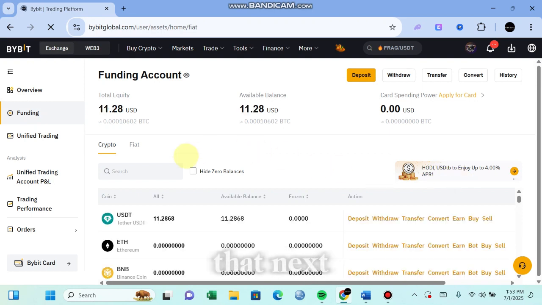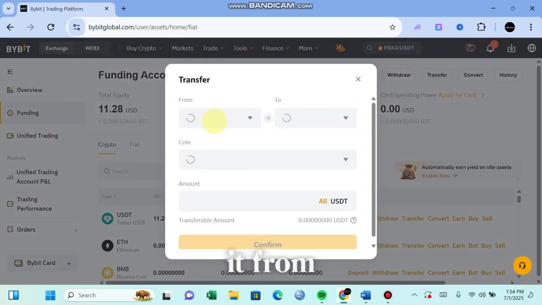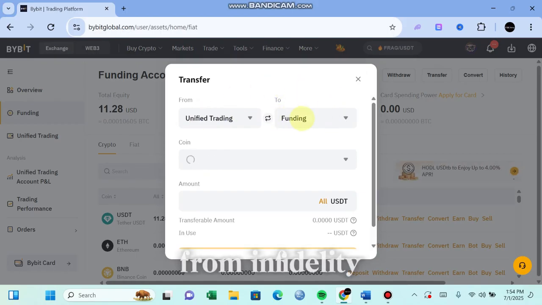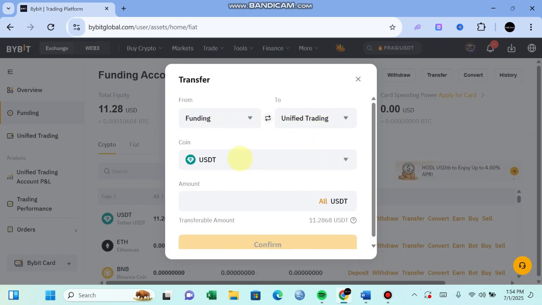To do that, next is to open up your funding account. As you can see, I have a little USDT. I put in this to make a demonstration. So what we're doing is to come to transfer, and we simply transfer it from funding to Unified Trading. You can also transfer from Unified Trading to funding, because it's only money that's in the funding account that you can transfer out. Also, if you want to receive USDT from another wallet, the USDT will land in your funding account. So when I'm transferring it from funding to Unified Trading, I put the USDT amount and I put confirm. This transaction does not require a gas fee.